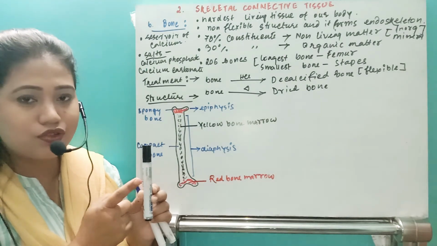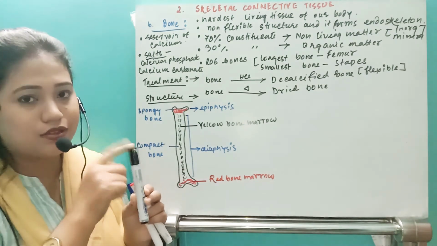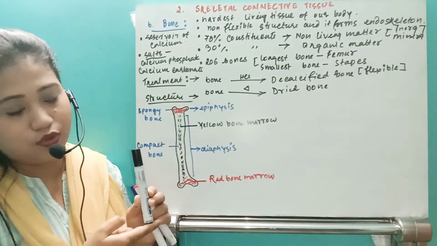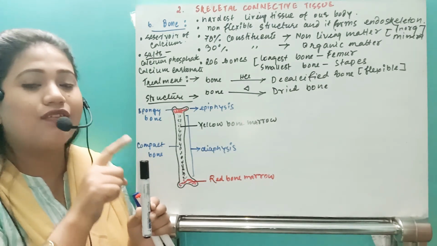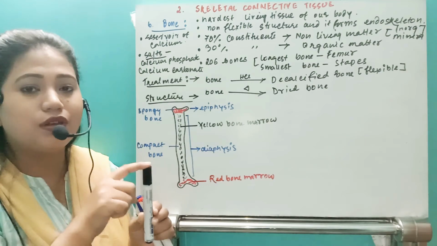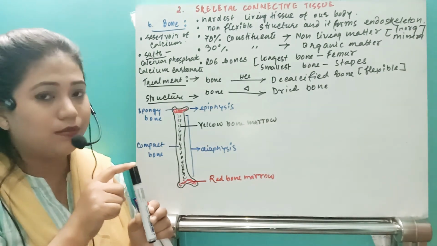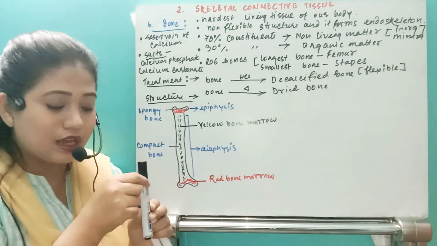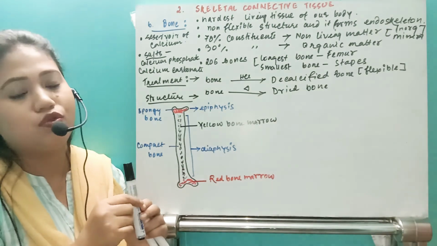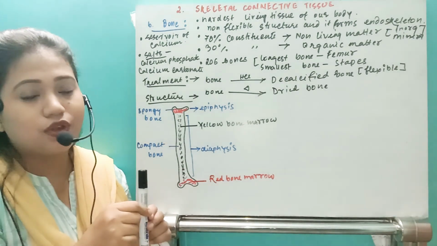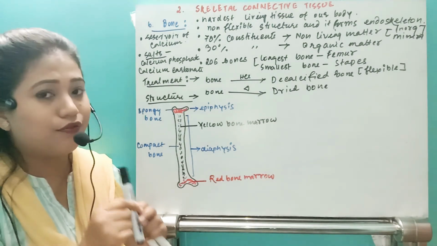So that diaphysis region will be known as the compact bone, and this epiphysis region will be known as the spongy bone. In this spongy bone region, or epiphysis, there will be a cavity, and that cavity will be known as the red bone marrow, where the RBCs and WBCs will be formed. And in this diaphysis region, the compact bone, the bone marrow will be known as the yellow bone marrow, which is going to store the fat.